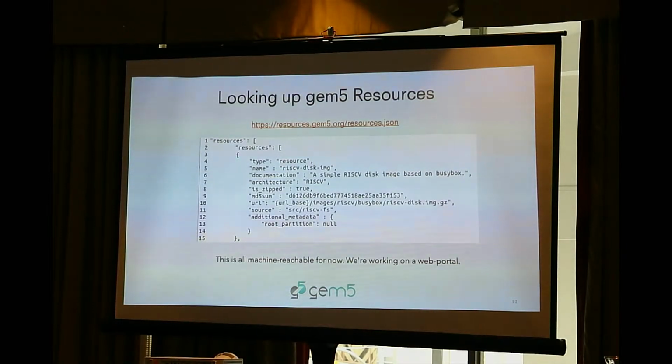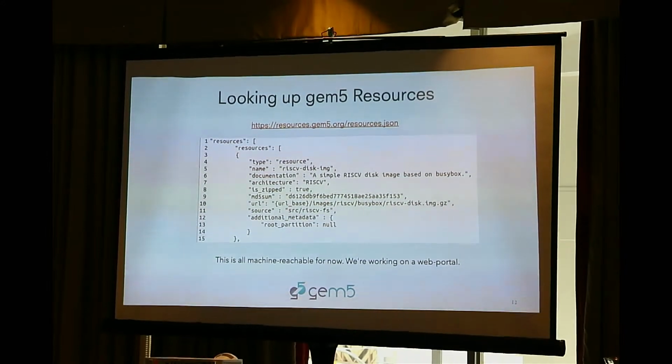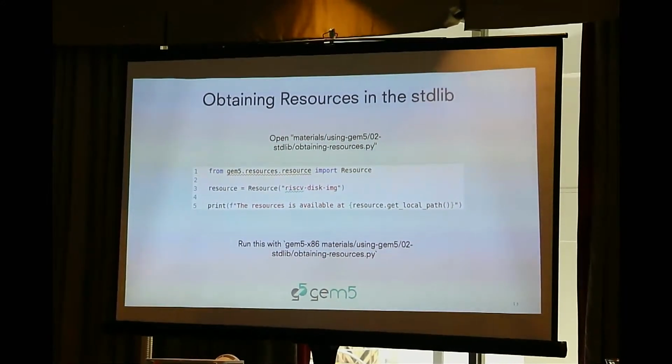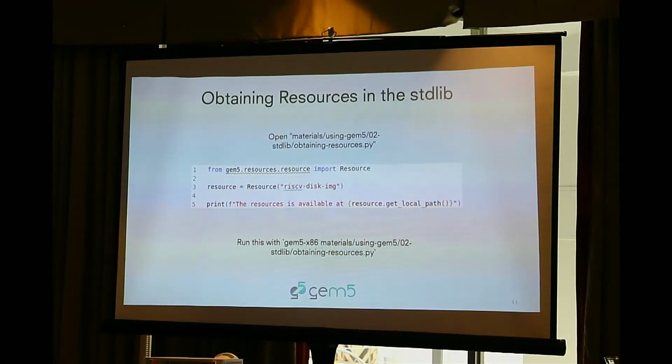But you don't really need all this information. The only information you really need from this is just the name, just the name of the resource you want to put inside your simulation. So to see this kind of in action, if you go to materials using gem5, standard library, and then this obtaining resources.py file, you will literally see 3 lines of Python.